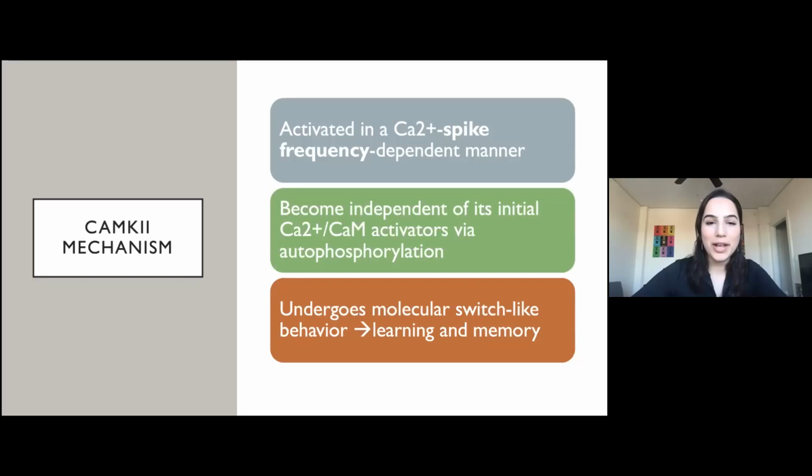So this is pretty complex. We'll get into it in the next few slides. But basically, this is a very powerful kinase, and it undergoes a molecular switch-like behavior that contributes to learning and synaptic plasticity and memory. Okay.